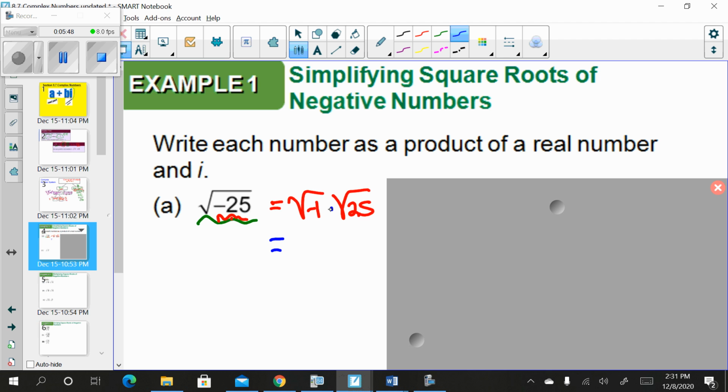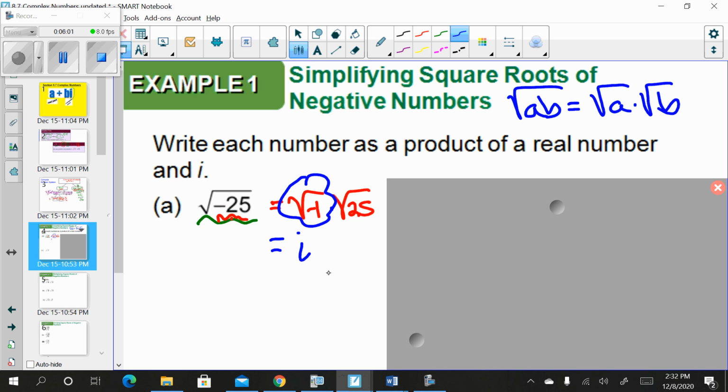So I'm writing it as a product. That's that product property we did lots of times before. If you have a product under a radical, it's equal to the square root of the first times the square root of the second, right? We can break it down. So why did I do that? Well, the square root of -1, that's i, right? So I can simplify that and write that as an imaginary part, and then I can deal with this other part and do what I know I can do.